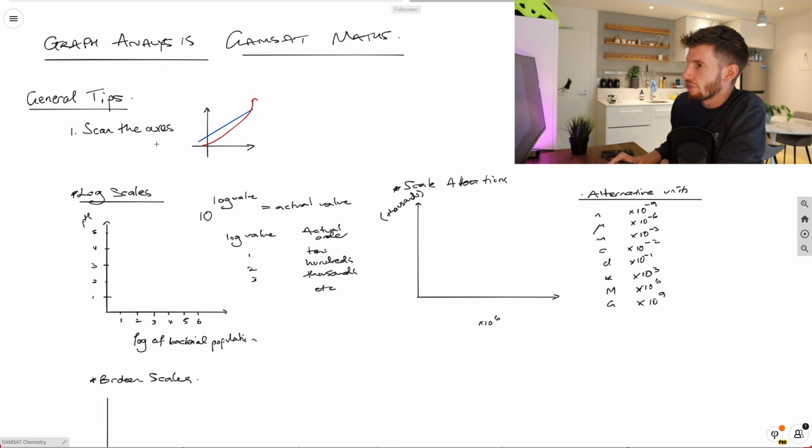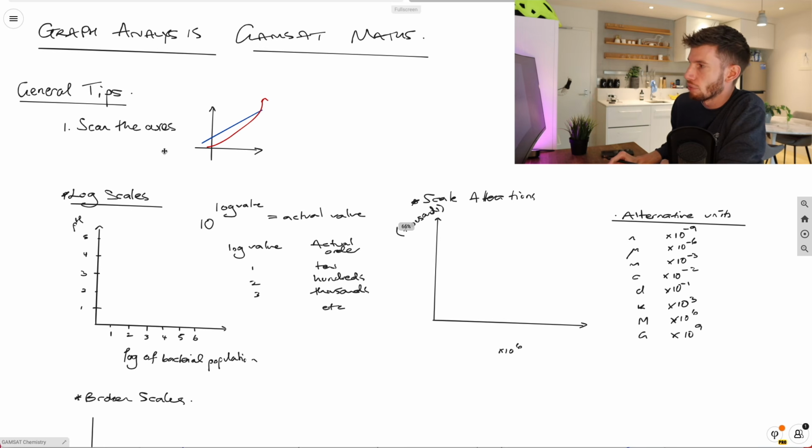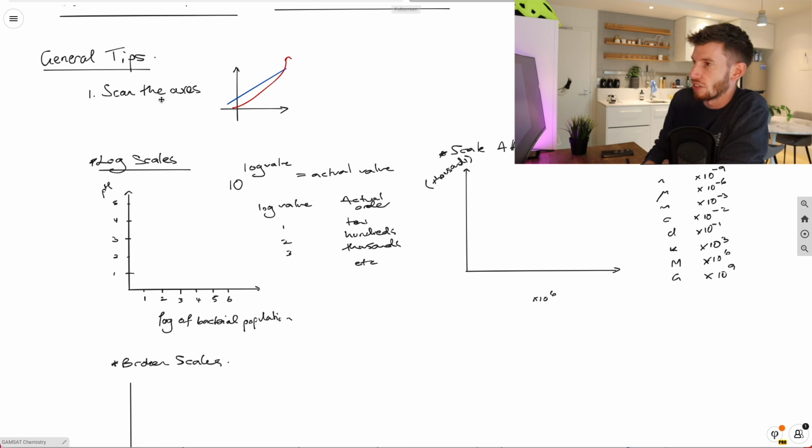Cool, so the first thing is we've got some general tips. First thing is scanning the axes. Whenever I get given a graph, the first thing I do is go straight to the two axes and try to understand what variables I'm being given and what units are being used, and then move from there to how to read the graph. I don't actually try to draw any information from the graph at this point. I wait until the question.